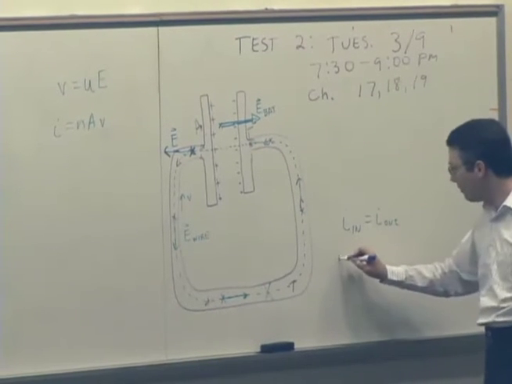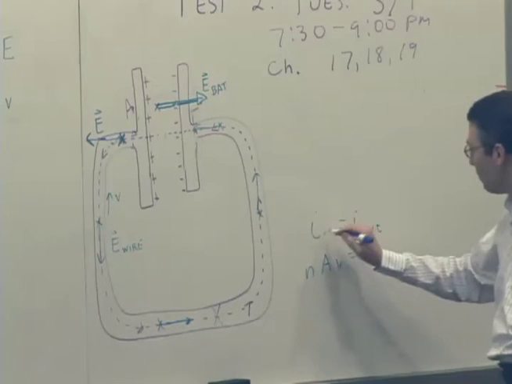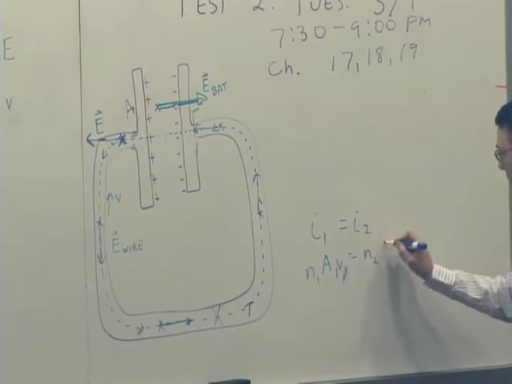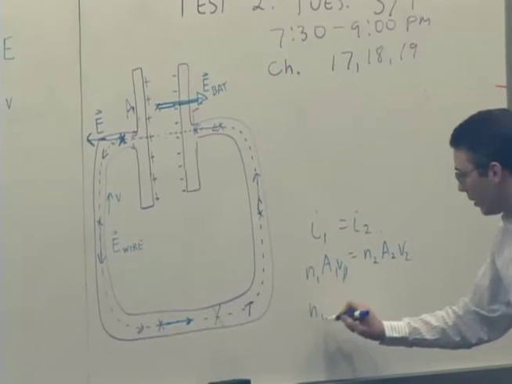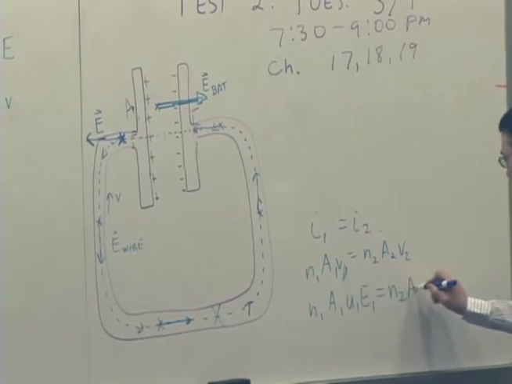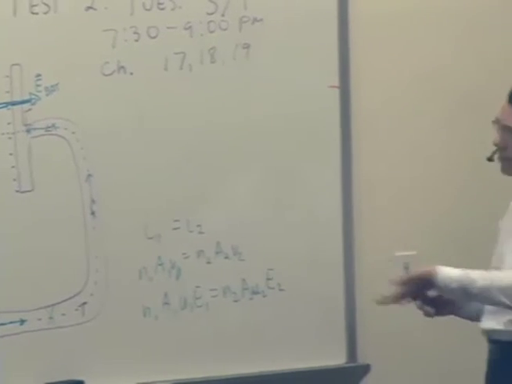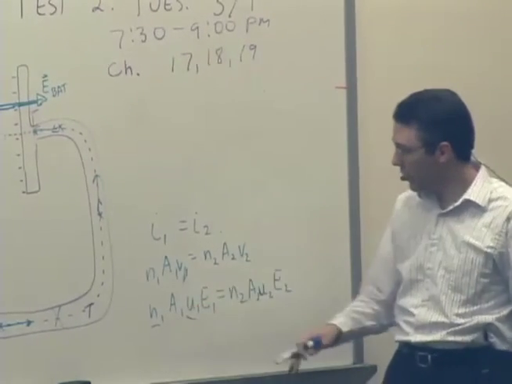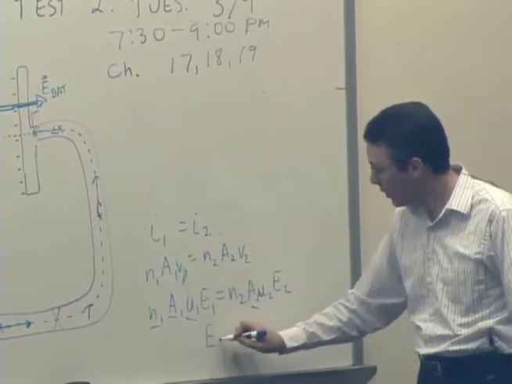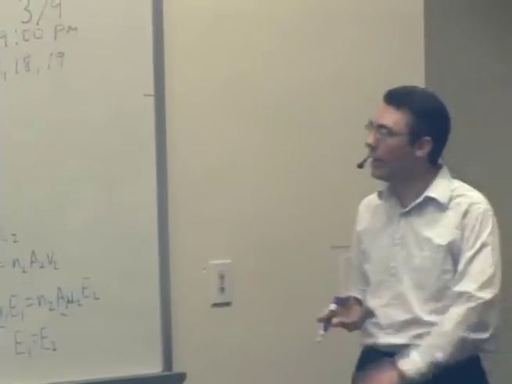Well, we know that N, A, V, or just think of it as 1 and 2 if you want to label them that way. N1, A1, V1 is equal to N2, A2, V2, or writing this in terms of the electric field, N1, A1, mu1, E1 is equal to N2, A2, mu2, E2. And it's the same material, so the N's and mu's are the same on both sides of the equation. It's the same thickness, so the areas are the same on both sides of the equation. So the electric field should be the same everywhere in the wire, and it's got to follow the wire because it's driving the current in the steady state. Okay.